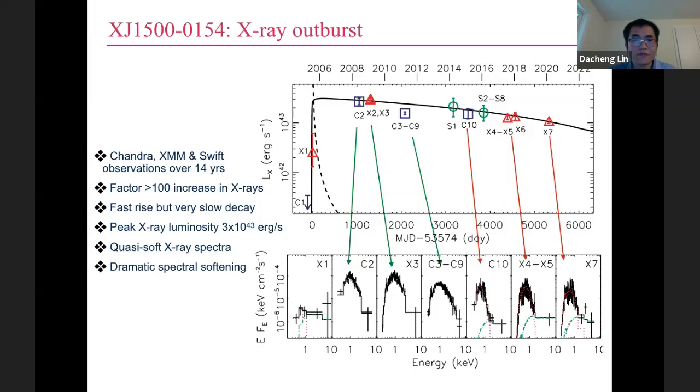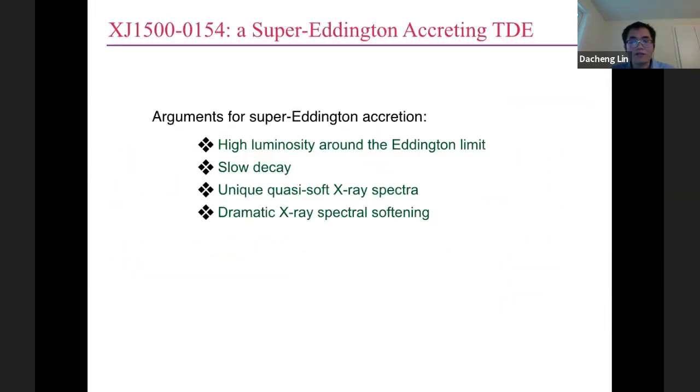Such an event is quite special, never seen before. What is it? Here I'd like to show you that many properties of this event seem to support that this is a TDE with a long super-Eddington accretion phase. I'll go through them one by one and explain why we think so.